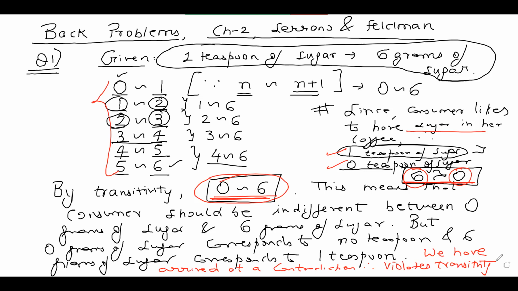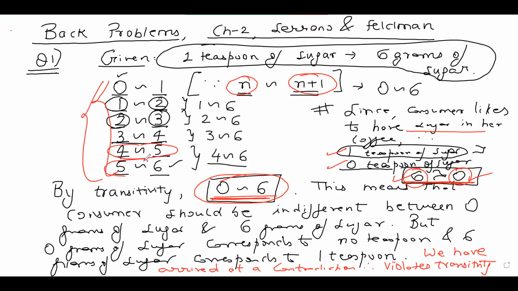So 1 teaspoon of sugar is better than 0 teaspoon of sugar. 1 teaspoon of sugar, 6 grams, 0 teaspoon of sugar, 0 grams. 6 should be preferred over 0. But then at the same time, we are saying that the consumer is indifferent between n and n plus 1 grams. That means the consumer is indifferent between all these.